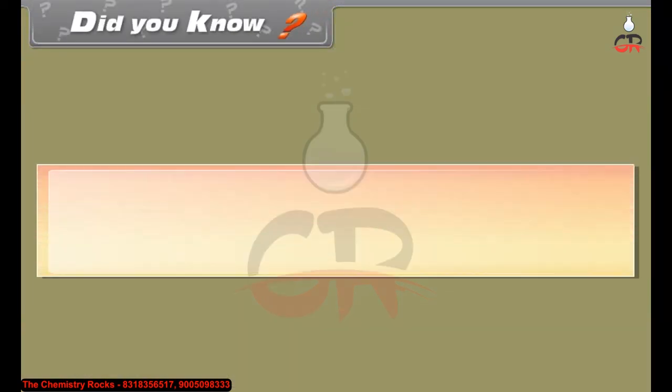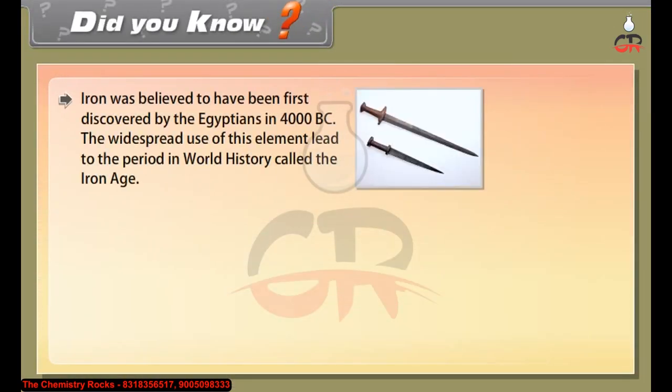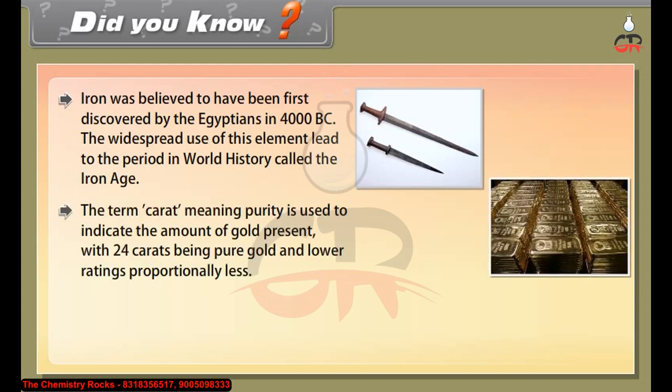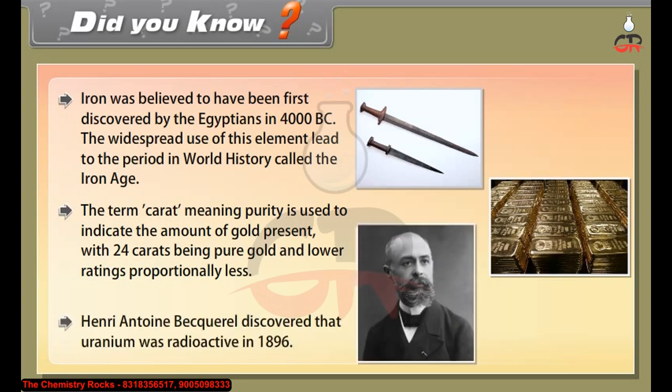Did you know? Iron was believed to have been first discovered by the Egyptians in 4000 BC. The widespread use of this element led to the period in world history called the Iron Age. The term carat, meaning purity, is used to indicate the amount of gold present, with 24 carats being pure gold and lower ratings proportionally less. Henri Becquerel discovered that uranium was radioactive in 1896.